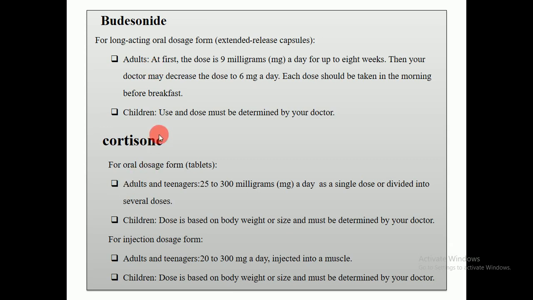The third one is cortisone. For the oral dosage form, tablets, for adults and teenagers, 25 to 300 milligrams a day, as a single dose or divided into several doses, and for children the same conditions apply. For injection dosage forms, adults and teenagers, 20 to 300 milligrams a day can be injected into the muscle.